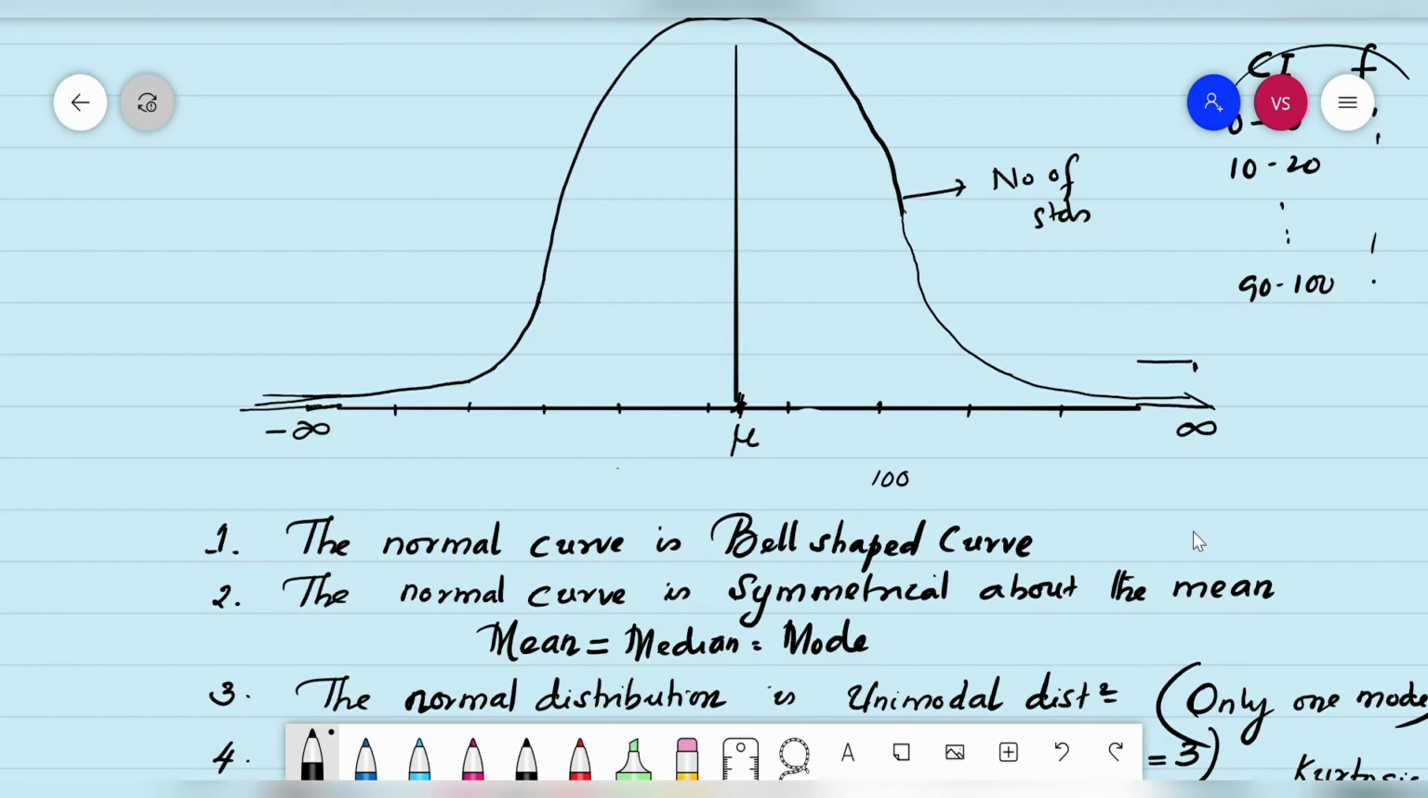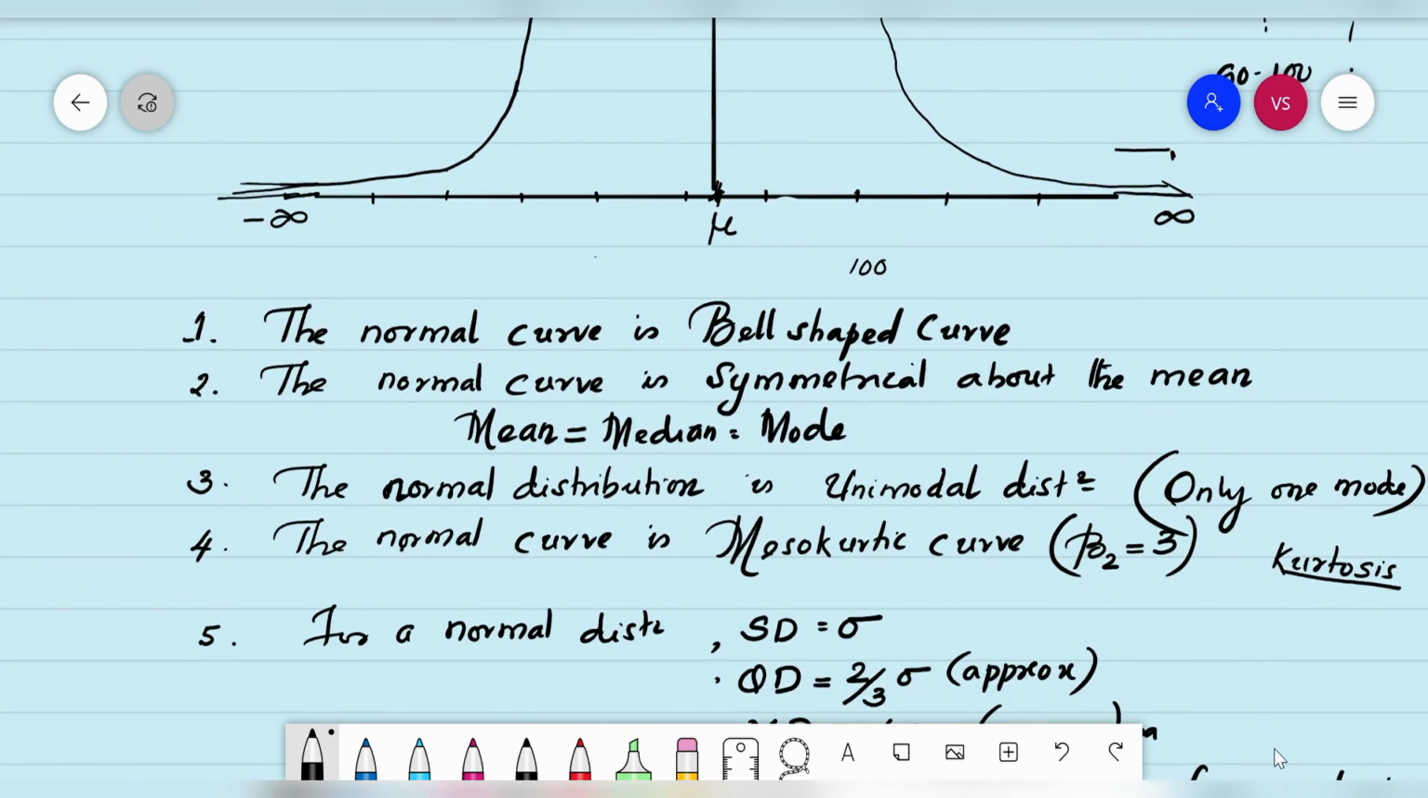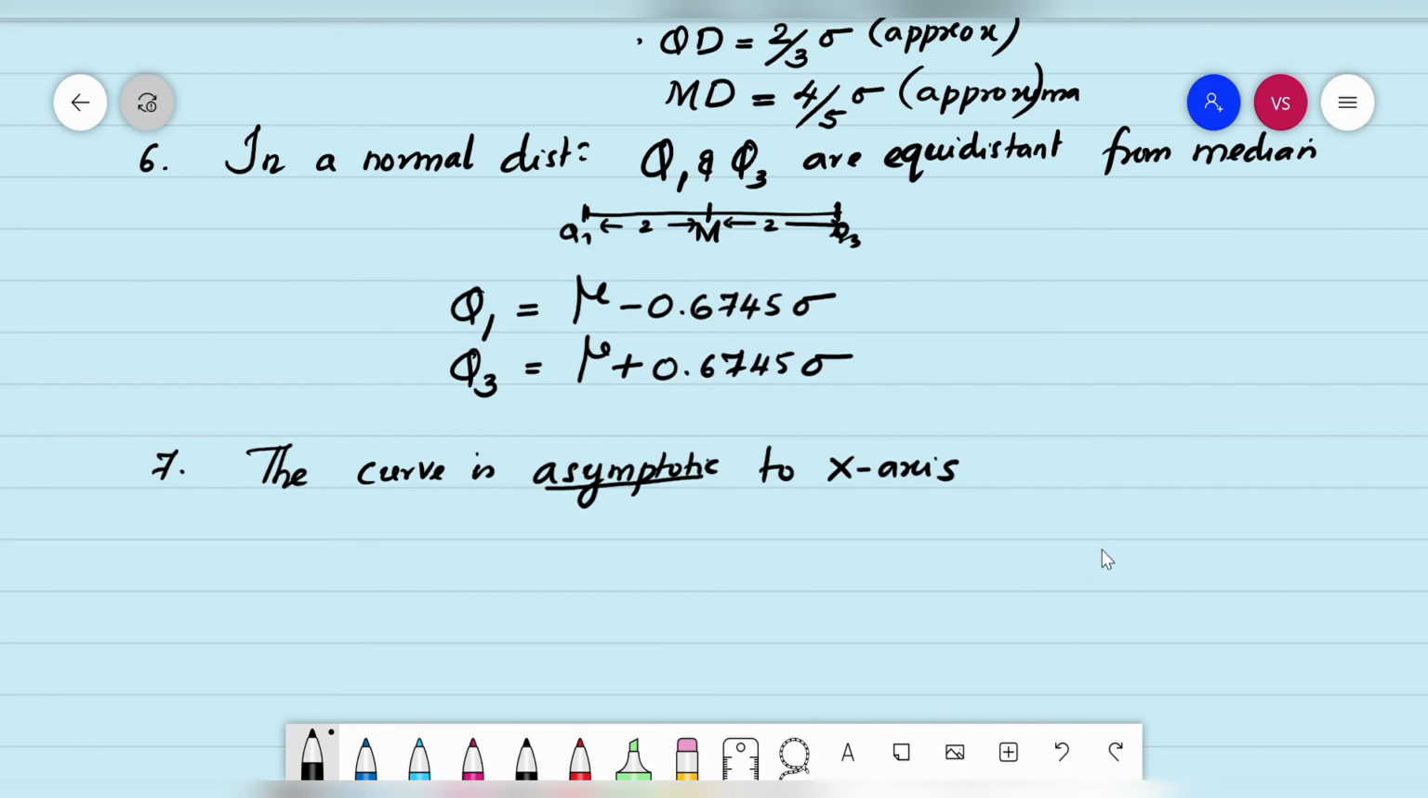But according to mathematics, do we have any particular value for infinity? We don't. So the graph just goes nearer and nearer to the x-axis, but it never touches the x-axis. This is what it means. The curve is asymptotic to the x-axis. It means that the curve touches the x-axis at infinity, but since we do not have any value for infinity, we can only say that the curve doesn't touch the x-axis, but gets nearer and nearer to it. This is what we mean by asymptotic to the x-axis. This is the seventh point that you can remember.